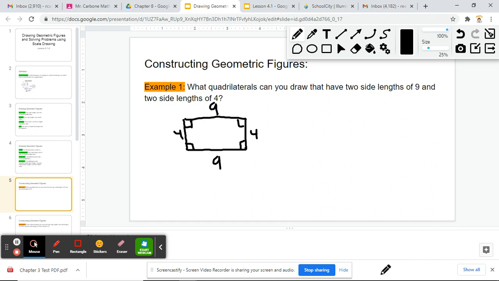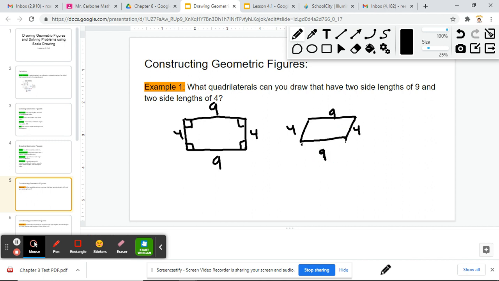Could also draw a parallelogram, right? Because a parallelogram has two sets of equal sides. So we could say that this side length is 4, 4, and 9, 9, because a parallelogram has two sets of equal sides. Gosh, some of my lines here are pretty bad.